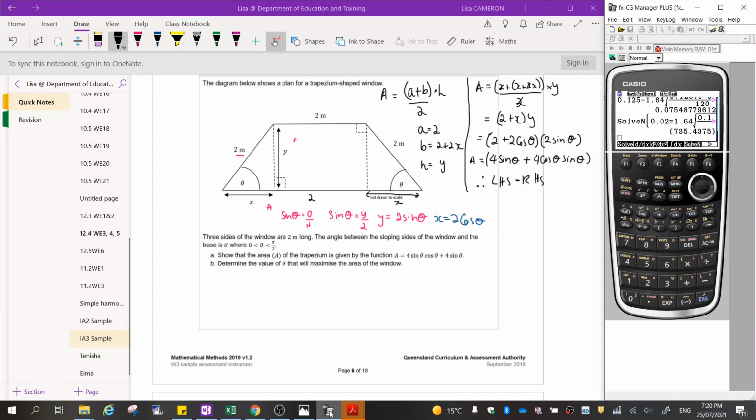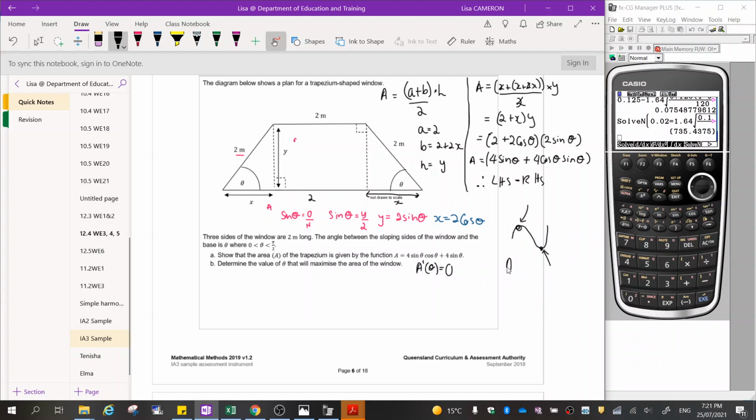So now we're going to determine the value of theta that will maximize the area of the window. We've already got this. Like I was saying before, if you couldn't get here, that's fine. Once you're here, all you need to know is that the area will be maximized when the derivative is equal to 0. So I'm looking for the stationary points. If I end up with 2 of them, I'm just going to test them on the graph by substituting the x values back in to find out which one's higher.